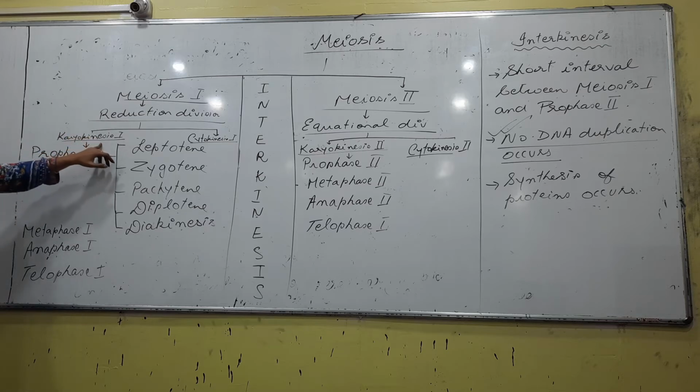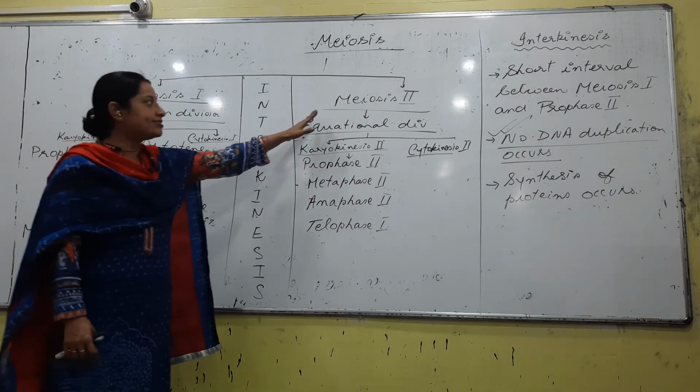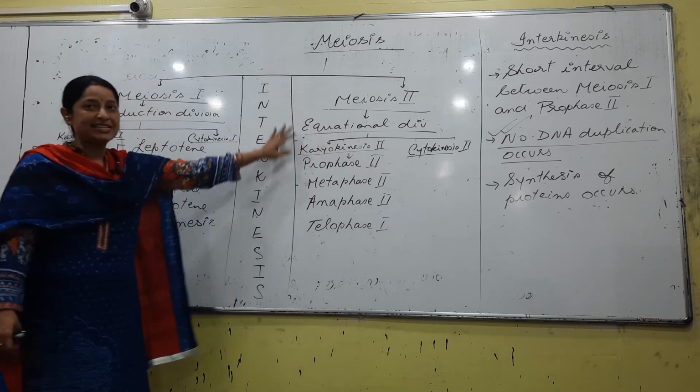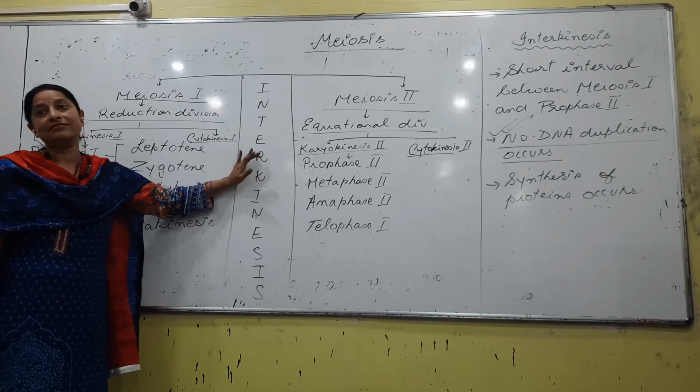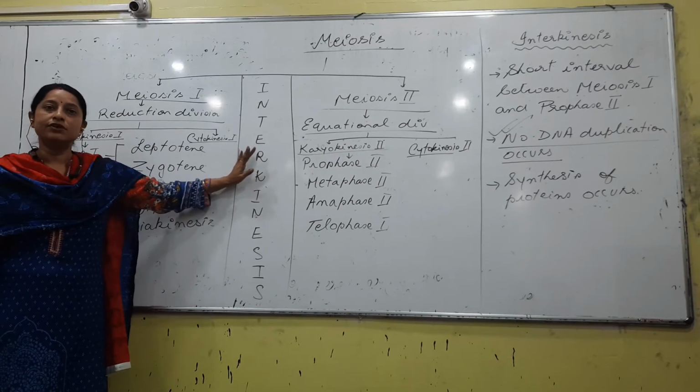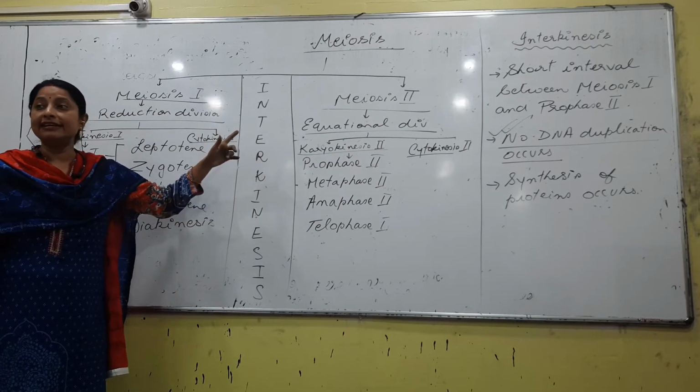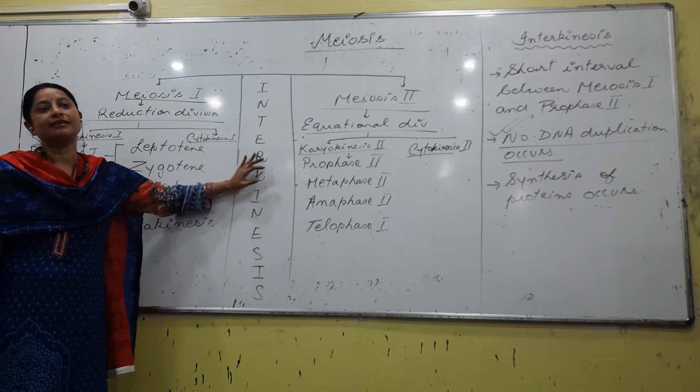Meiosis 1 will have karyokinesis and cytokinesis, and meiosis 2 will also have karyokinesis and cytokinesis, because four cells have to be produced. After cytokinesis 1 and just the beginning of meiosis 2, we have a resting phase, and that is called interkinesis. Don't confuse yourself between the words we have studied, interphase and interkinesis.